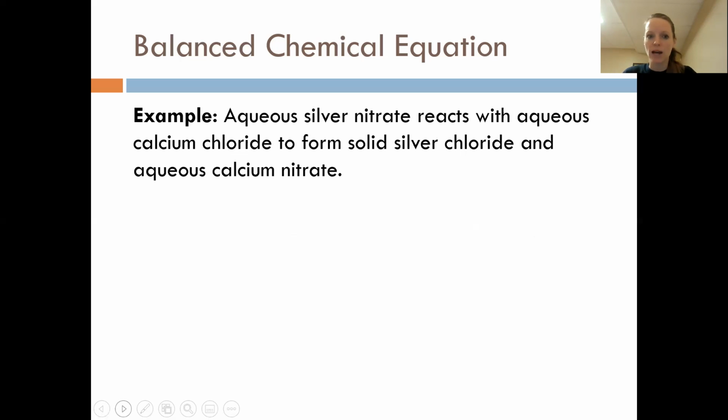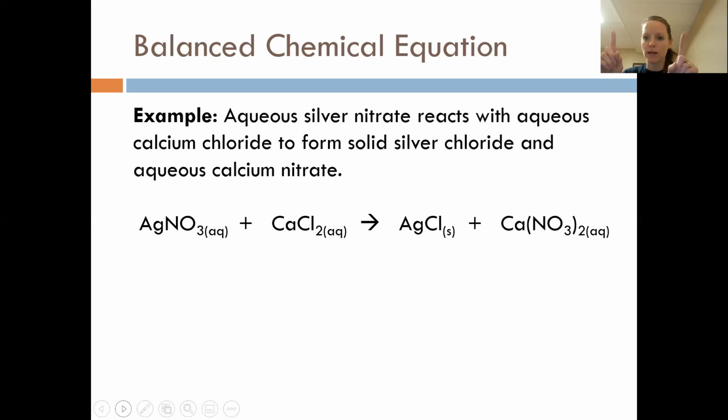Silver nitrate reacts with aqueous calcium chloride to form solid silver chloride and calcium nitrate. This is why nomenclature is so important. Silver nitrate is +1 -1, so AgNO3. It's aqueous, it's been dissolved, so include that with the state of matter. Calcium chloride is +2 -1, so CaCl2. Silver chloride is +1 -1, so AgCl. And calcium nitrate is +2 -1, so swap and drop.